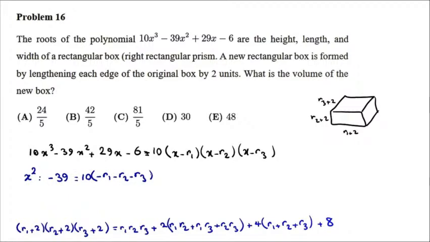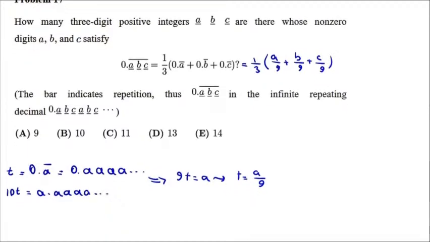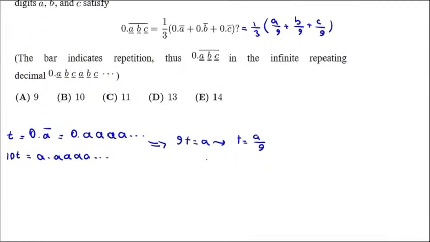So you conclude r1 plus r2 plus r3 is equal to, the right side is 1 over 3 times A over 9 plus B over 9 plus C over 9. And let me tell you how to solve for three-number repeating decimals with a bar below. You say W equals 0.ABC ABC ABC, and so on.